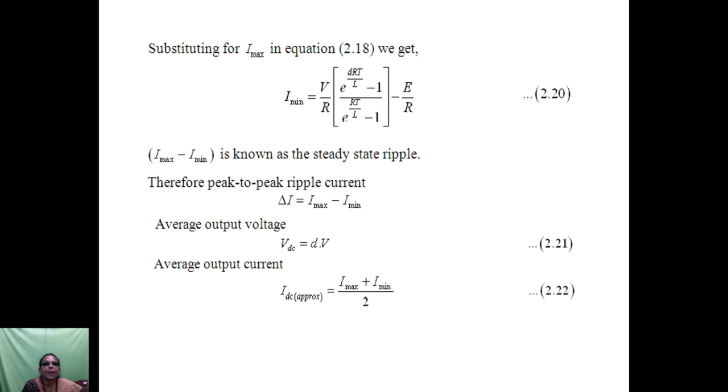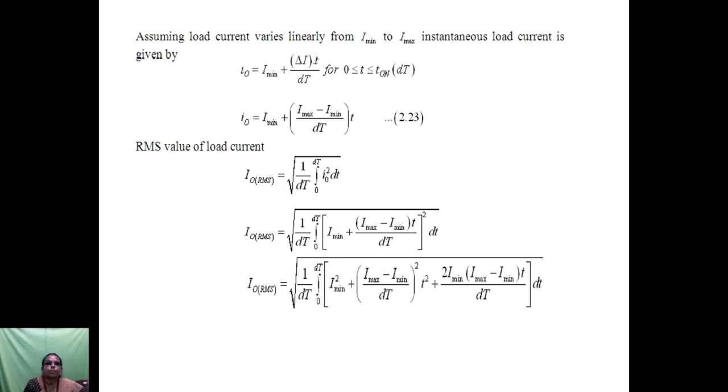I maximum minus I minimum is known as the steady state ripple. So, the peak to peak ripple current, that is delta I, is equal to I maximum minus I minimum. The average output voltage, that is V DC, is equal to d into V, where d is the duty cycle. The average output current IDC approximately equals (I maximum plus I minimum) divided by 2.